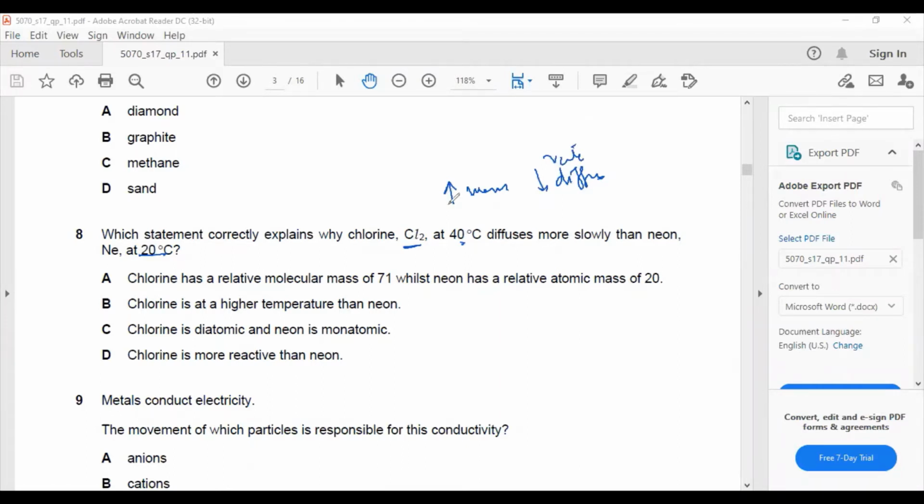Okay, so chlorine has greater mass. Yes, that's the reason. While neon has less mass. So the lighter one is diffusing faster, even at low temperature. Usually at low temperature things diffuse slowly, but it's diffusing faster, which means it has lower mass. So A is the answer.